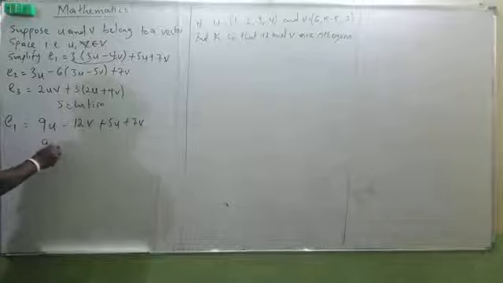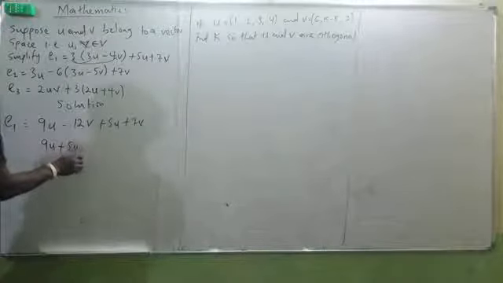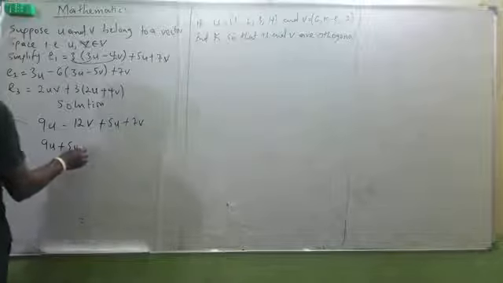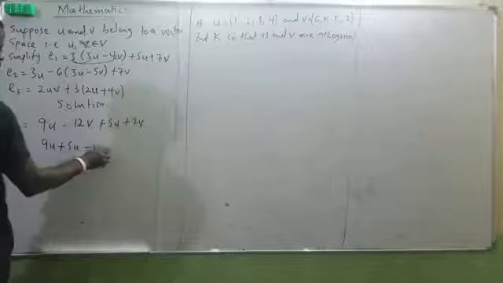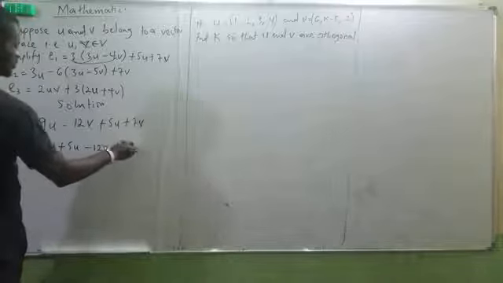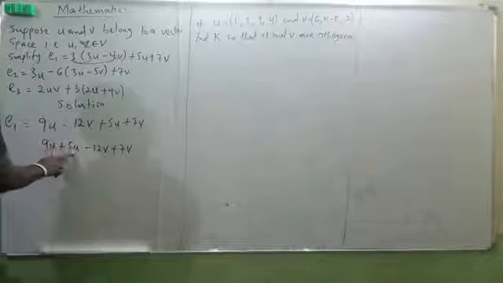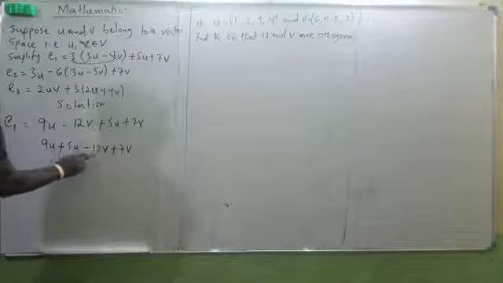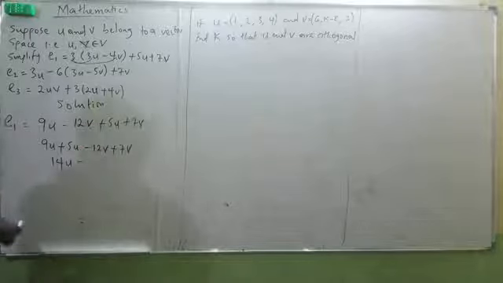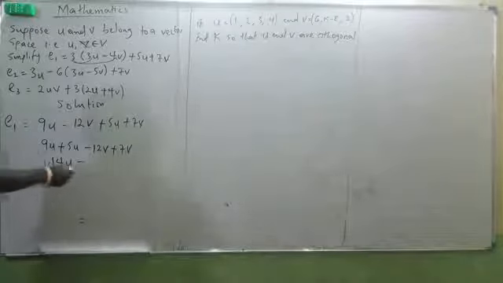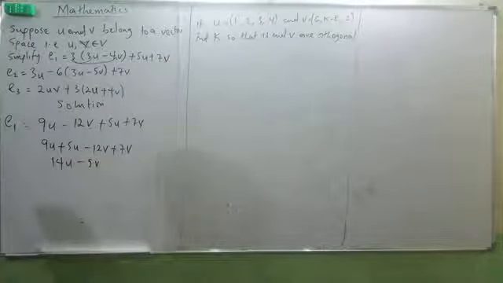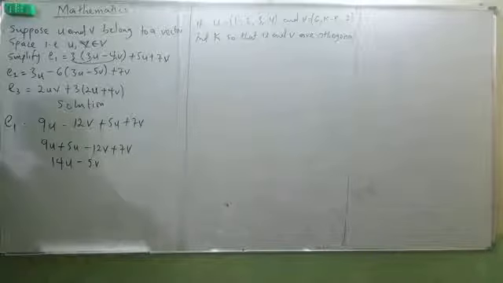It means I have 9u plus 5u, and I have minus 12v plus 7v. Now, this and this will give me 14u. This and this will give me minus 5v. That is my answer.